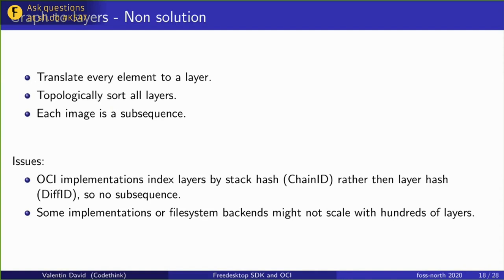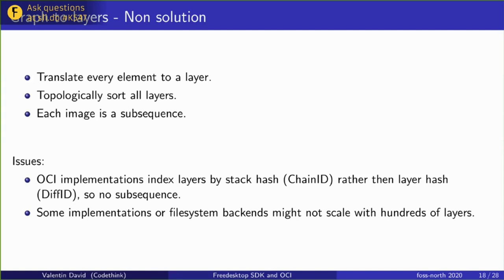well, we have a graph and we need to make layers, which is just like a stack. What we can do is just translate every element into a layer. Then we do a topological sort of all layers, and then each image is just a subsequence. But that doesn't work very well. There are many issues, and too many issues to explain. There are more than that, but I'm not completely sure of all the details there.